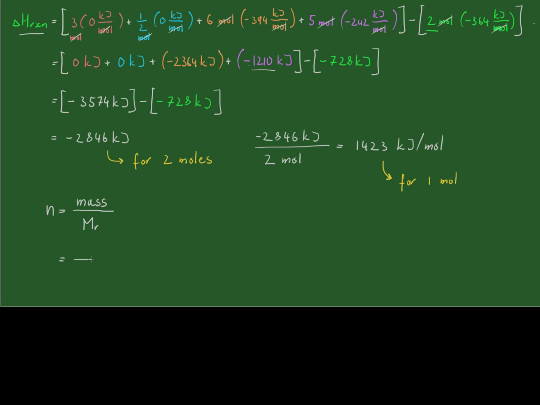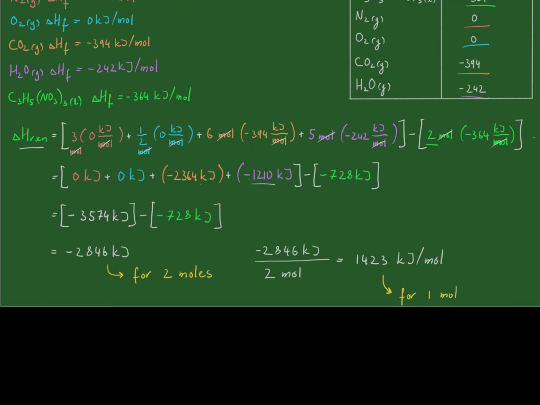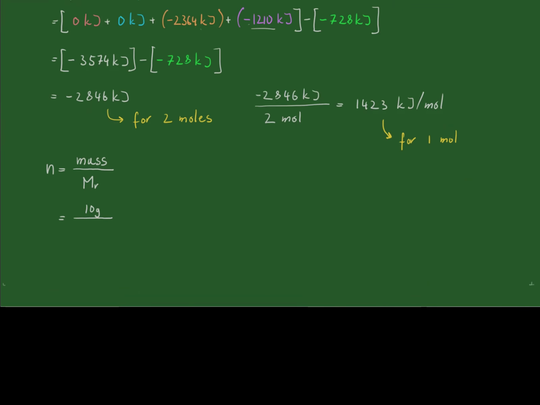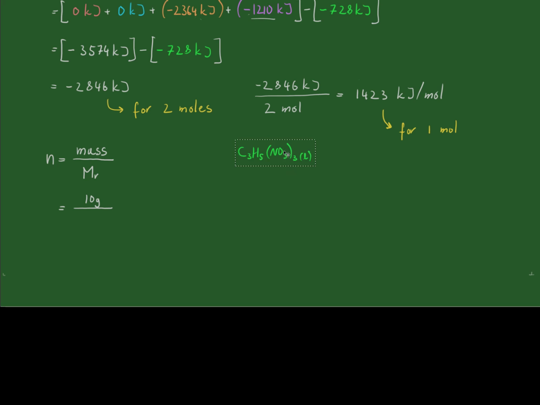Well, what is the mass? It is 10 grams. That is what we are given. What is the molar mass, or pardon me, the molecular mass for nitroglycerin? Well, we need to figure that out. And we're going to do that by using the formula that is given to us. So I'll just copy this and bring it down here to figure out the molecular mass for nitroglycerin.